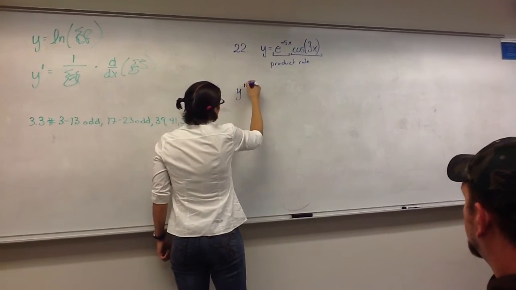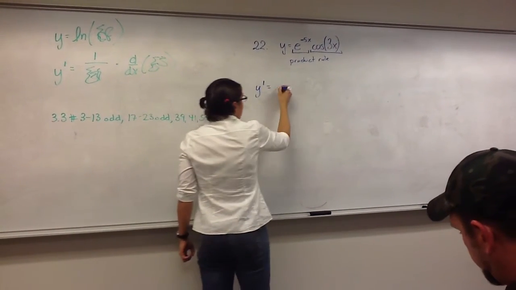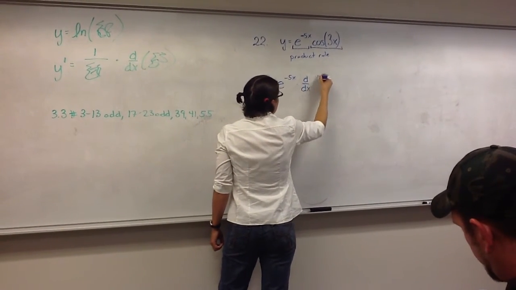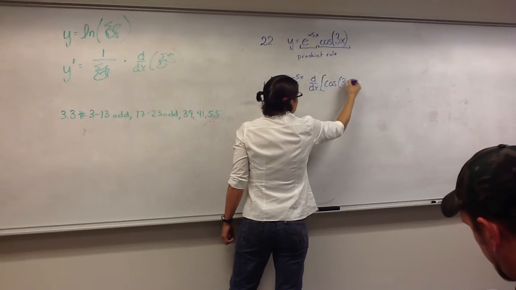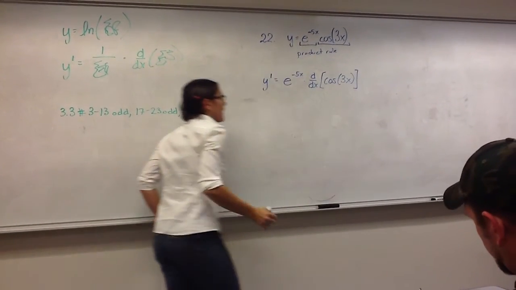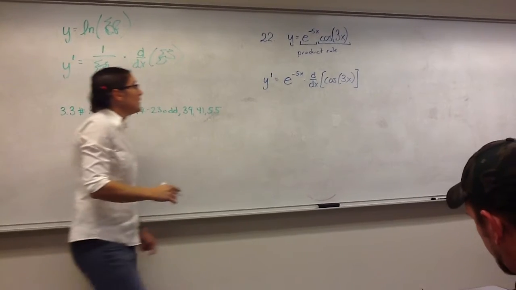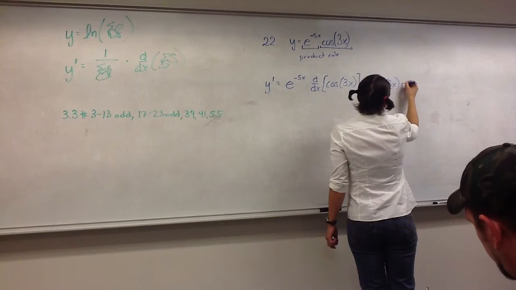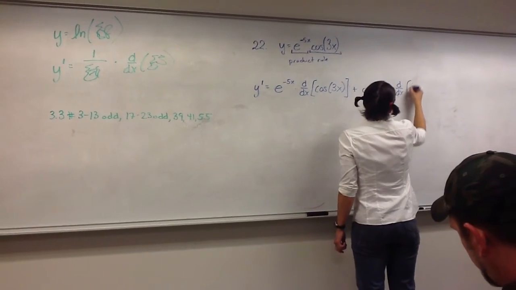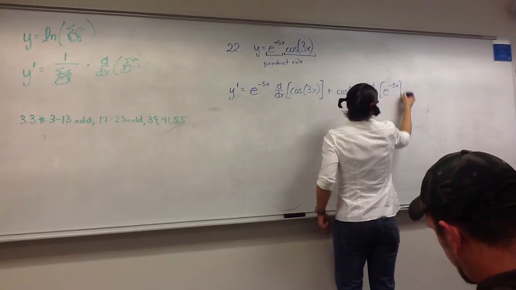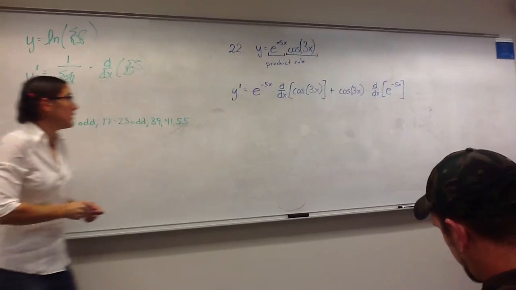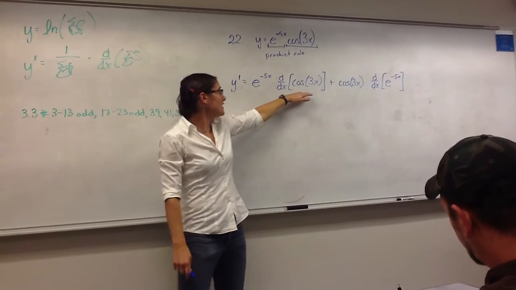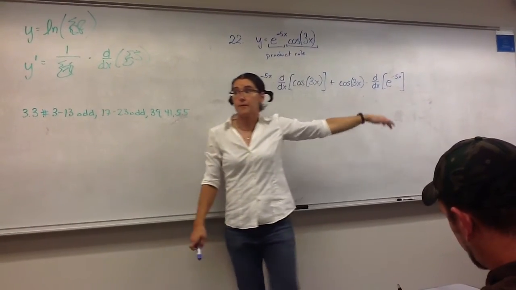So we've got y prime is equal to first, e to the negative 5x, times the derivative of the second. And since our functions themselves, the first and the second, are somewhat more complicated, I'm going to write out this product rule. So first times derivative of the second plus second, cosine of 3x, times the derivative of the first, derivative of e to the negative 5x. Okay, so here is our product rule. We now need to analyze each of these two derivatives that we've written down.